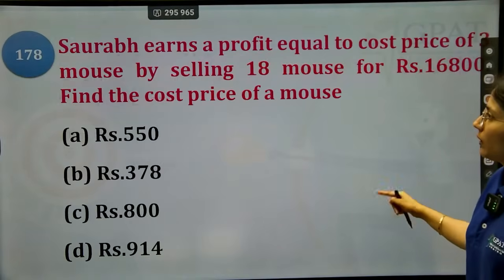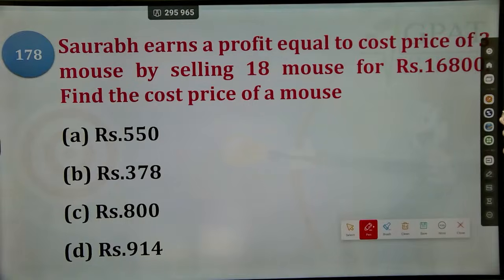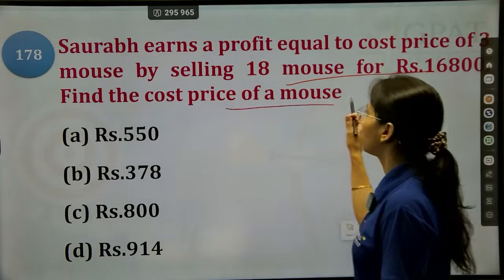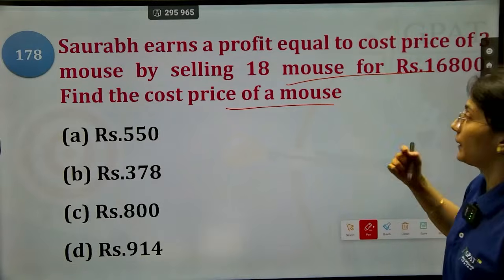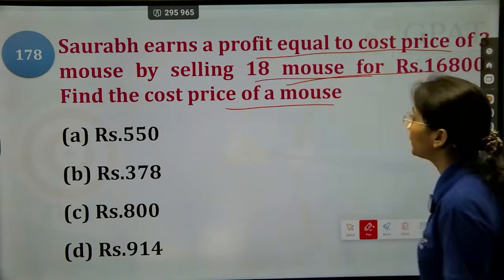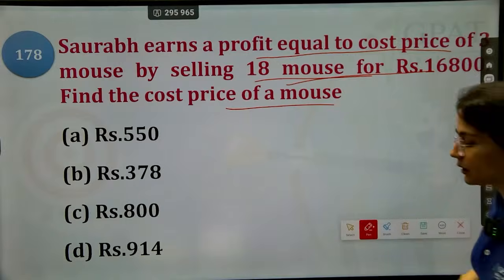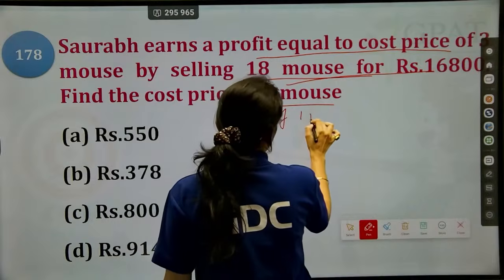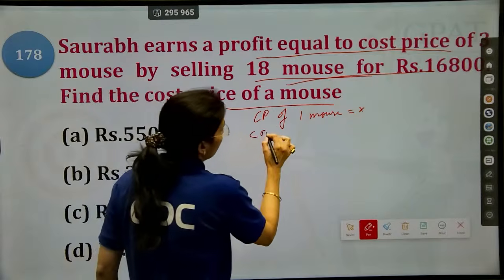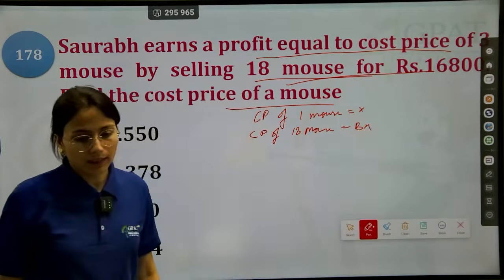Next, question number 178. Saurabh earns a profit equal to the cost price of 3 mouse by selling 18 mouse for rupees 16800. Find the cost price of a mouse. Let the CP of one mouse be x. Now the CP of 18 mouse is 18x.